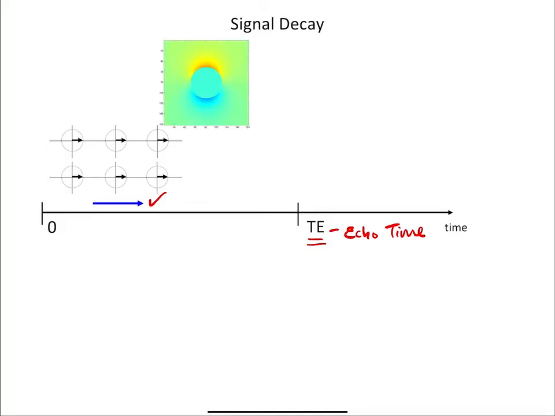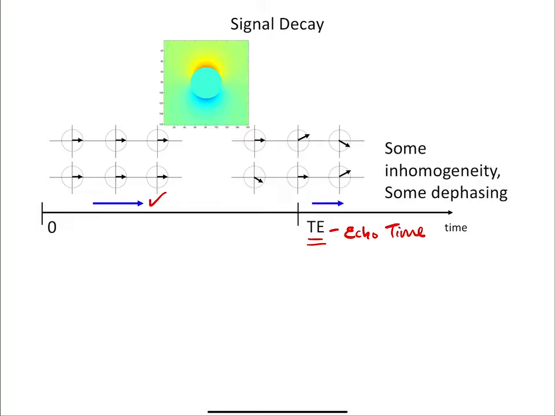Now, if there are non-uniformities, so this is just a picture showing that the field might not be uniform, then spins in different places are going to precess differently. Okay? Some will be faster, some will be slower, and as you see, they get out of phase such that when we sum them up, the length of that blue arrow is less. So that's the signal decay. This is what leads to our T2 star decay.